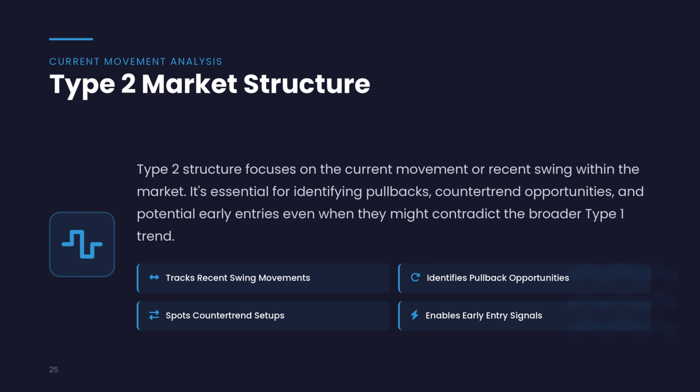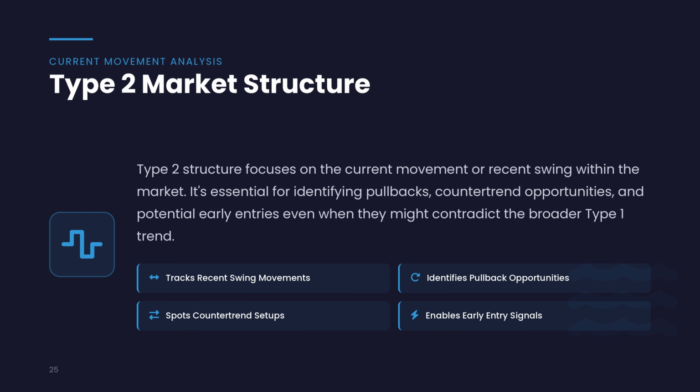Now, Type 2 structure changes more frequently than Type 1. You might see several Type 2 shifts within a single Type 1 trend. That's perfectly normal and expected. Each Type 2 swing offers a trading opportunity, provided it aligns with your Type 1 bias.